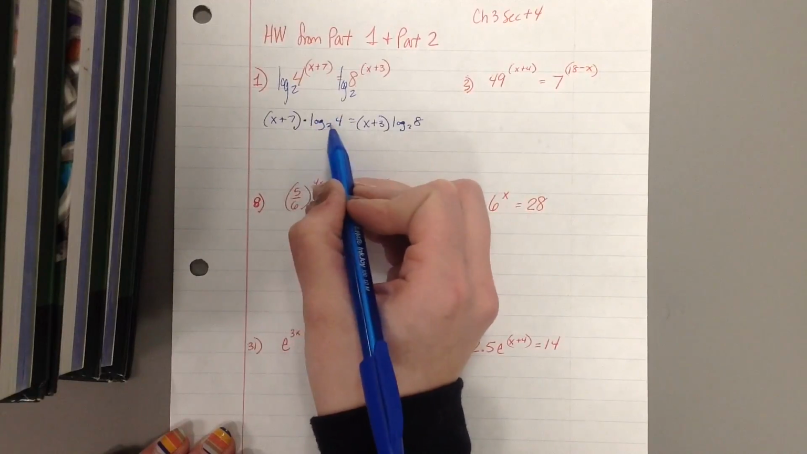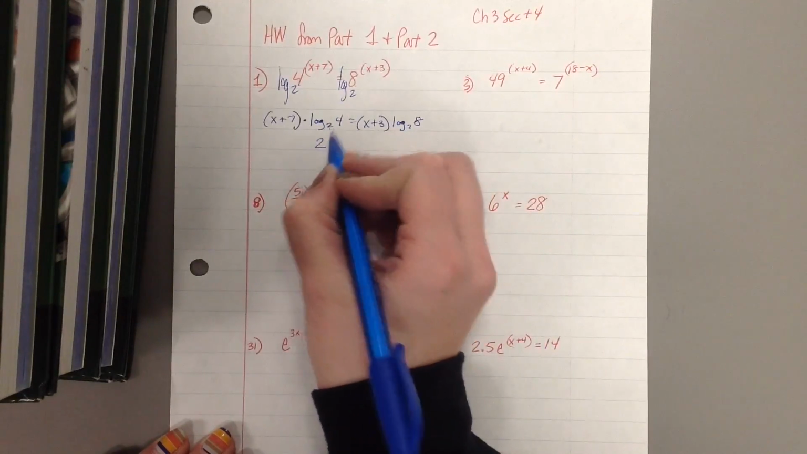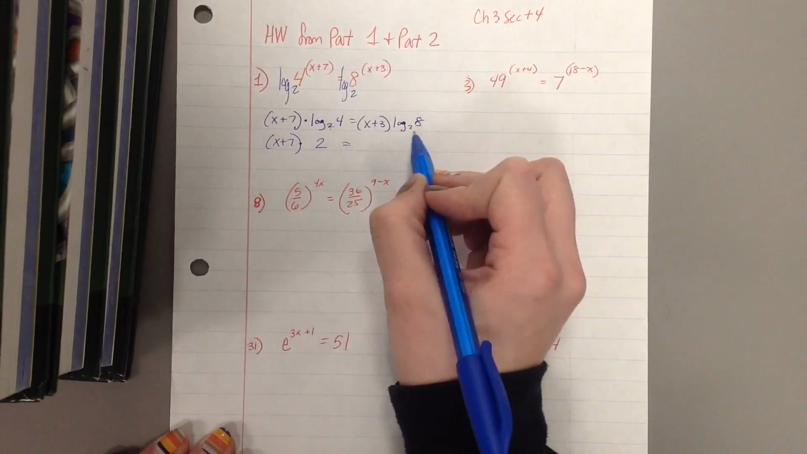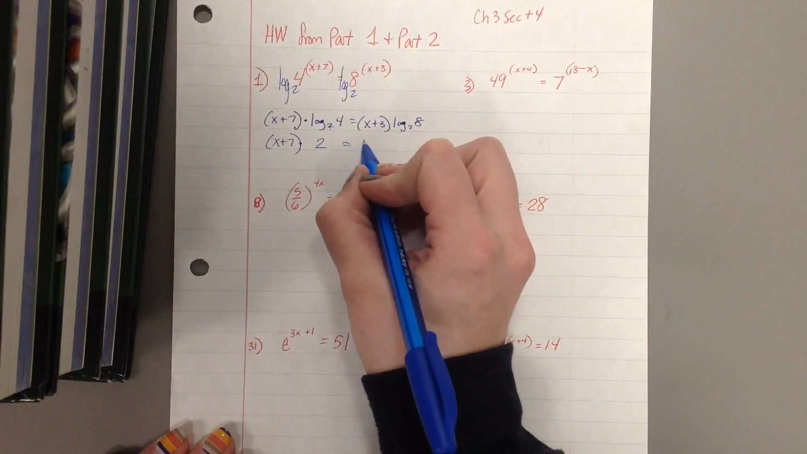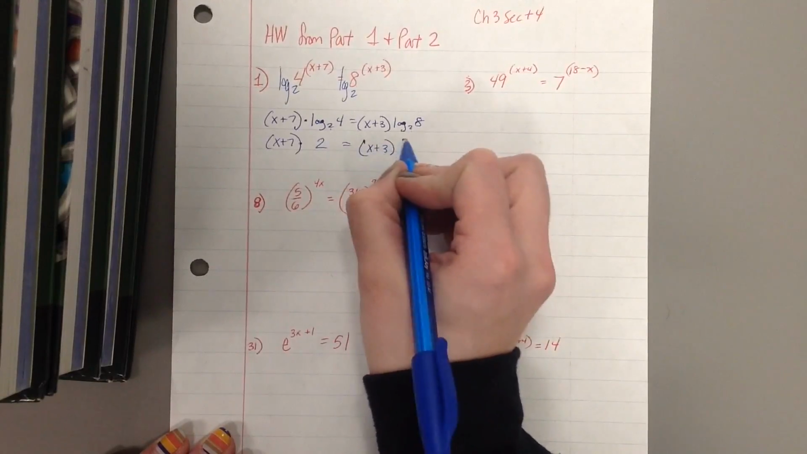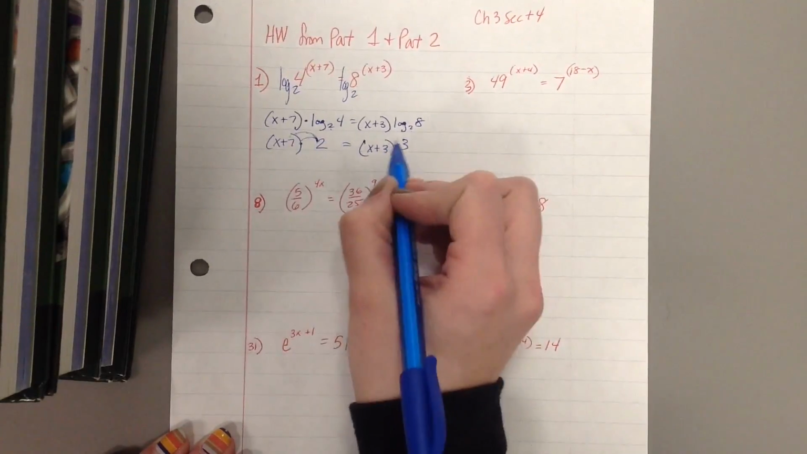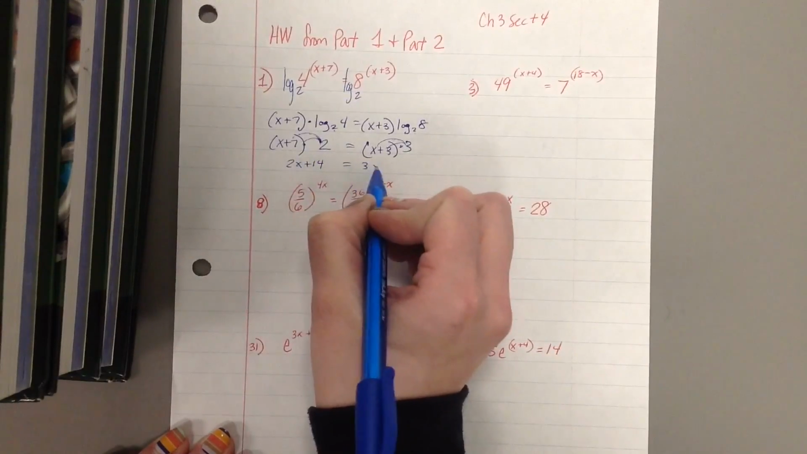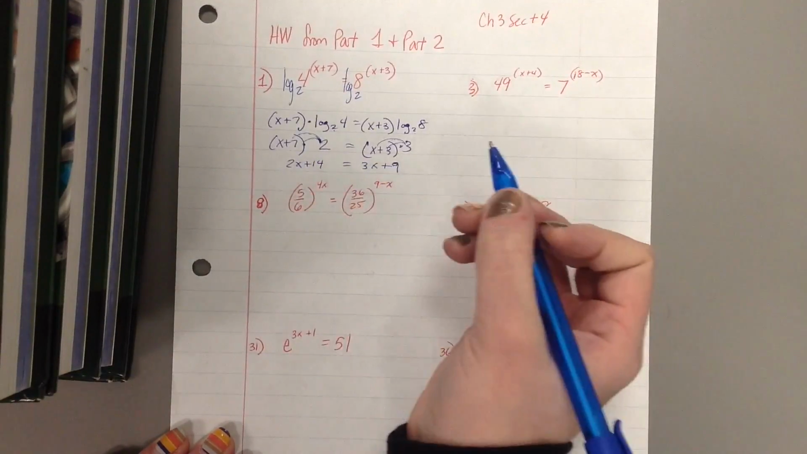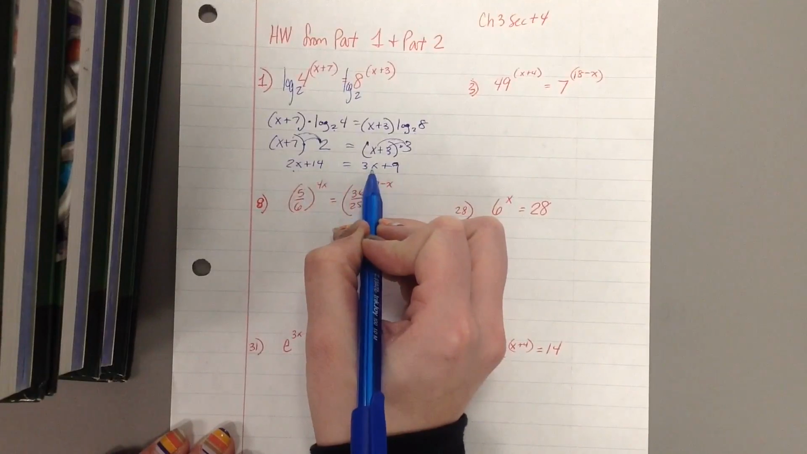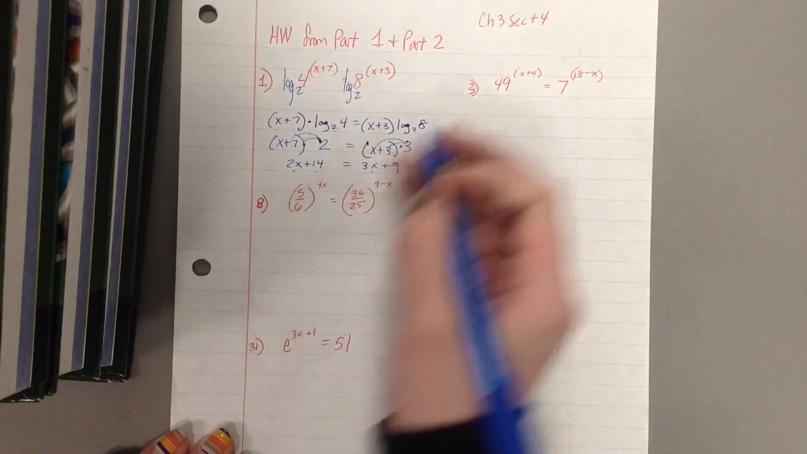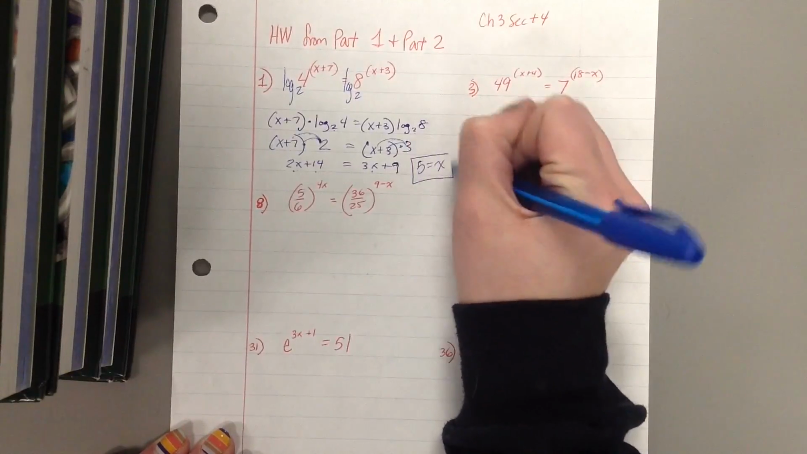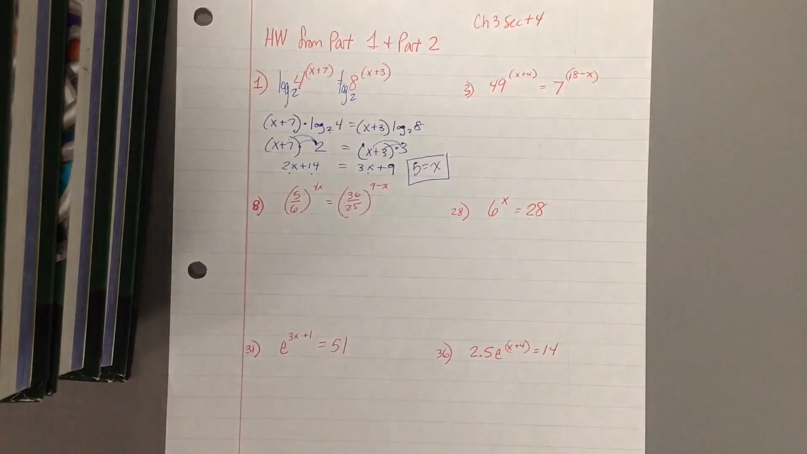Log base 2 of 4, 2 to the second power gives me 4. And 2 to the third power gives me 8. Distribute, I get 2x plus 14 equals 3x plus 9. If I subtract this 2x over, subtract this 9 over, I am going to get 5 is our x value. There we go. Hooray, that's number 1.